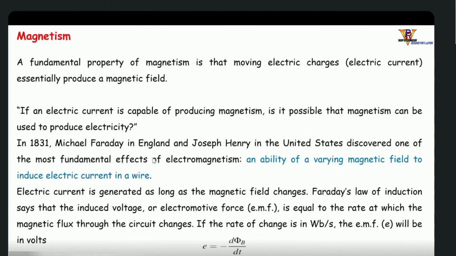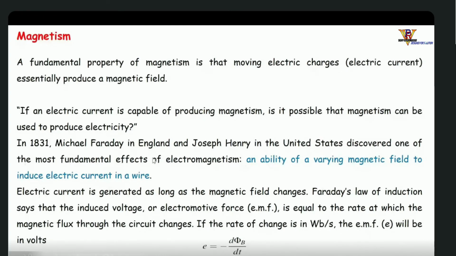Okay. So a fundamental property of magnetism is that moving electrical charges essentially produce a magnetic field. What does it mean? If we have a wire that carries some electric current, so when current is moving in the wire, a magnetic field will also be associated with this wire. I think you will be familiar with this phenomenon. So this is the fundamental property.